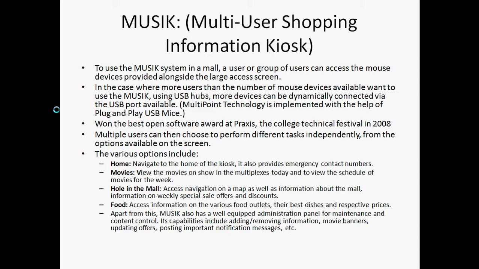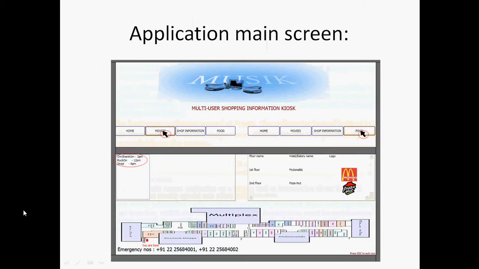The usage of this tool is in a very large shopping complex where a large number of users would like to know where certain stores or multiplexes or movie theaters are located, and they can use multiple mouse devices provided alongside a large computer screen and a single computer to view the information they're looking for. So this is what the application looks like.